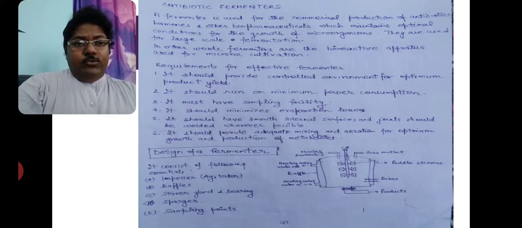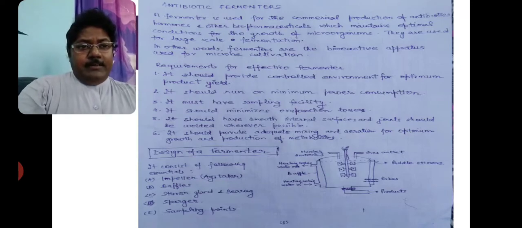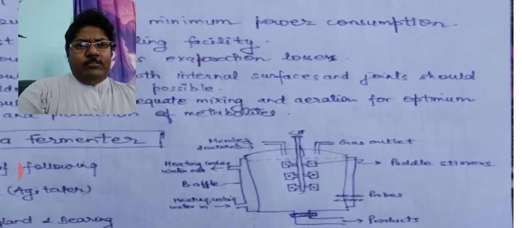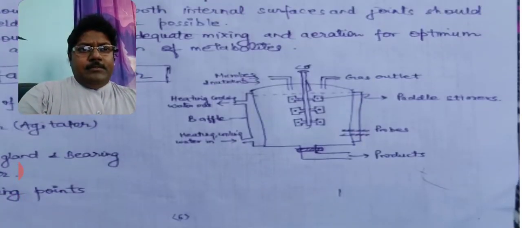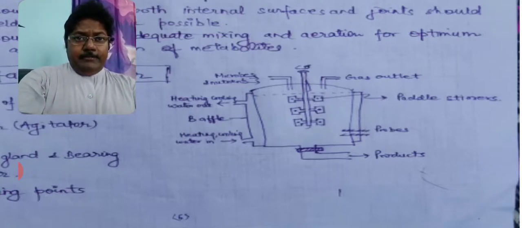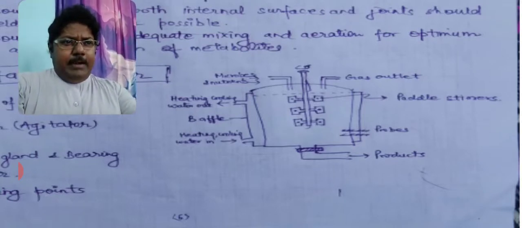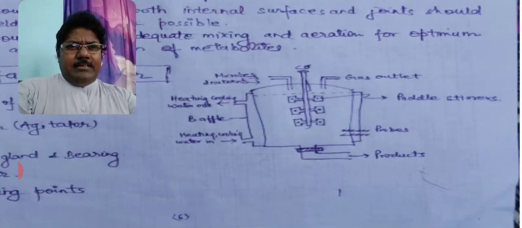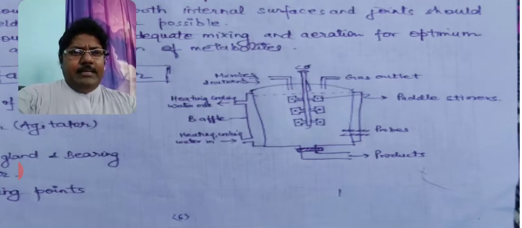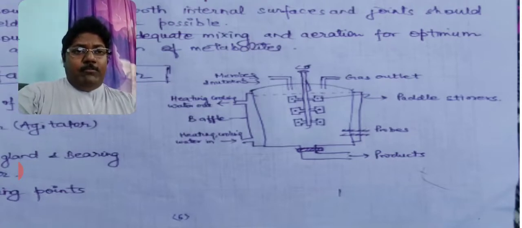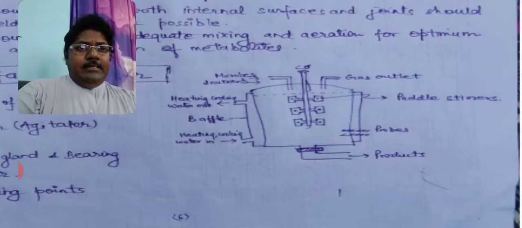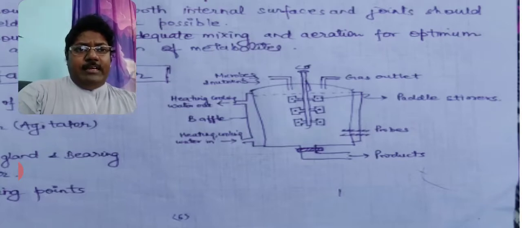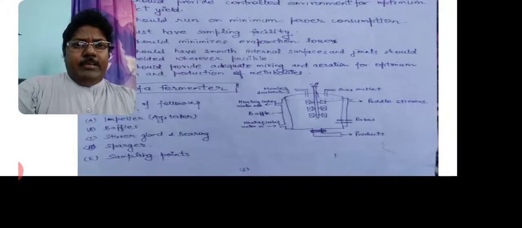So in this sheet you see the design of the fermenter. If I enlarge this, then you can see that there is a gas outlet, there are paddle stirrers, a membrane, these are the jackets, baffles are there, inlet and outlet are there, this is the outlet for the product, and most important, the impellers are there. This is a straight rod which you are seeing, and there are impellers on it.